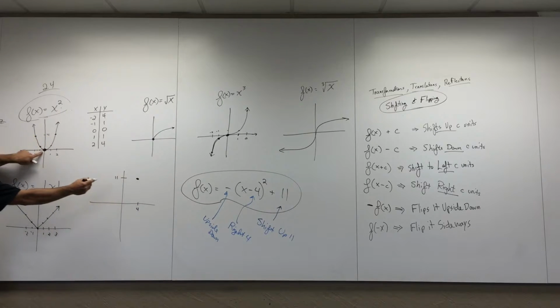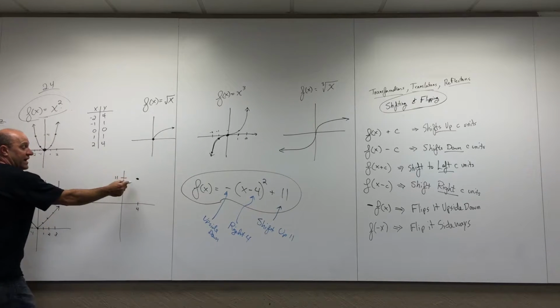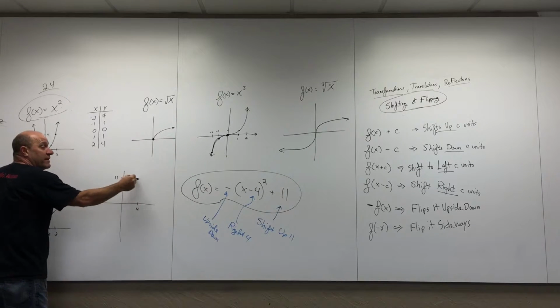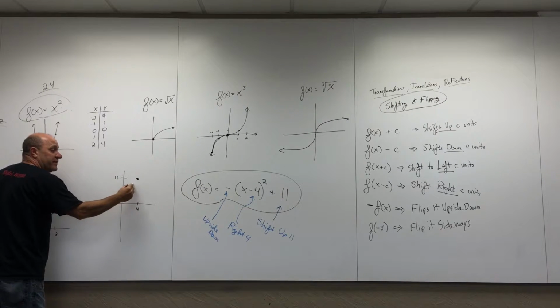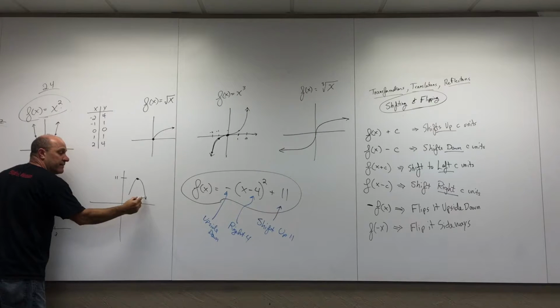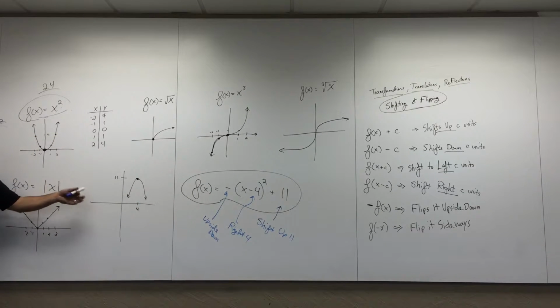Is that okay with you? Mm-hmm. And then I labeled my axes well there. It's shifted to the right 4. It's shifted up 11. And now I should just draw a parabola. Wait a minute. One more thing. He's upside down. So I'm just going to draw him upside down. That's quick and easy and rough, but it's pretty darn accurate.